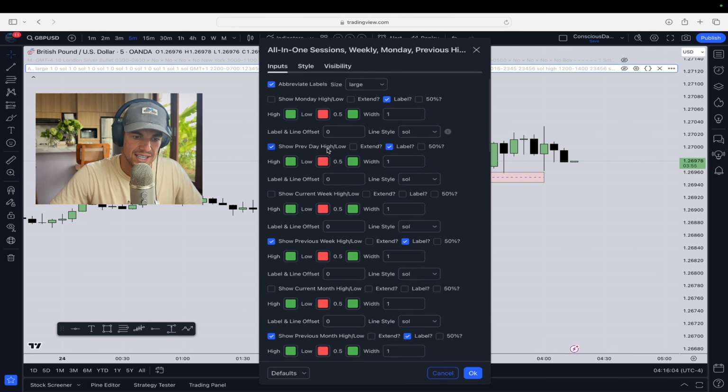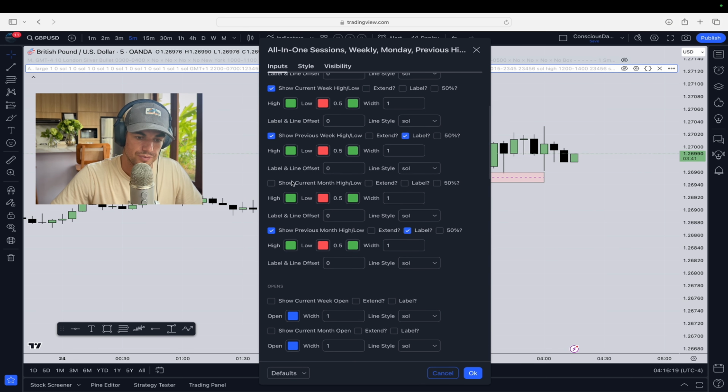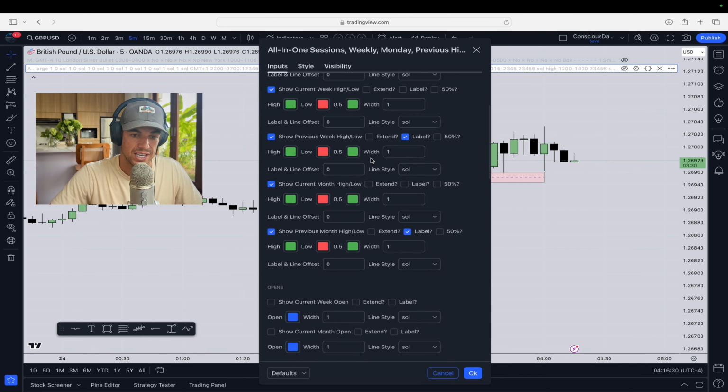We're going to take the previous daily high, previous daily low, the weekly high, weekly low, the previous weekly high, weekly low, the current monthly high, monthly low, and the previous monthly high, monthly low. Now, that is a lot of information, but we're not doing it. The computer is doing it for us, so that's okay.